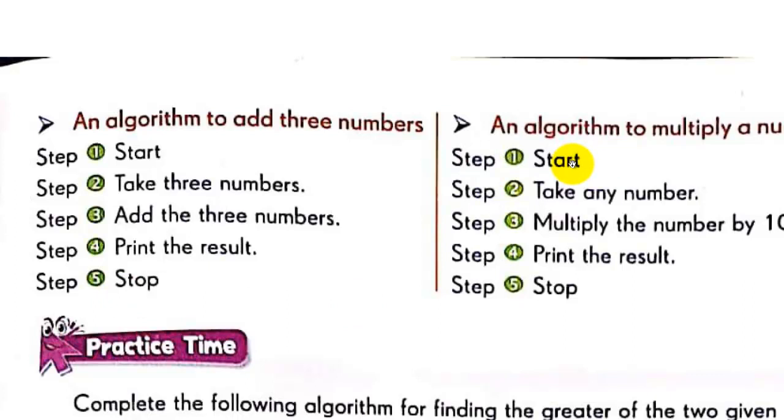So the first step is start. Now the second step is take any number. Any number you can take. Then that number that you have just taken will be multiplied by the number 100. Then after multiplying, you will get the product. That is the result, so that result will be printed. Then after that, the last step is stop. Since we have started the algorithm here, we should stop here. Now this is the algorithm to multiply a number by 100. Likewise, you can do many algorithms.